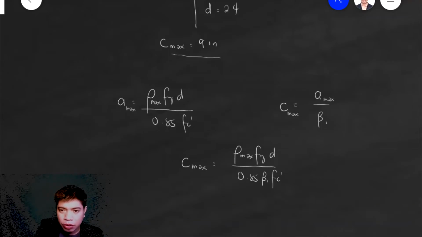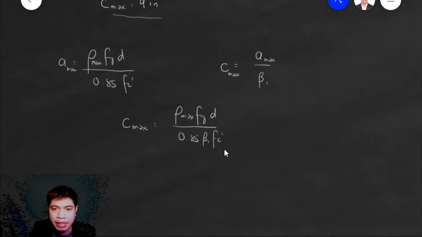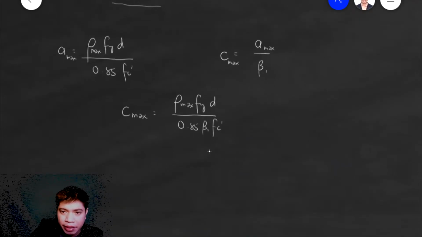Okay? So, ayun guys, no? So, ang gagawin natin guys is, isa-substitute natin dito yung C max, tapos raw max yung hahanapin natin. Meron naman tayong given F sub Y, D, beta 1, tsaka F sub C prime. Sige nga, isa-isahin muna natin guys yung mga given.